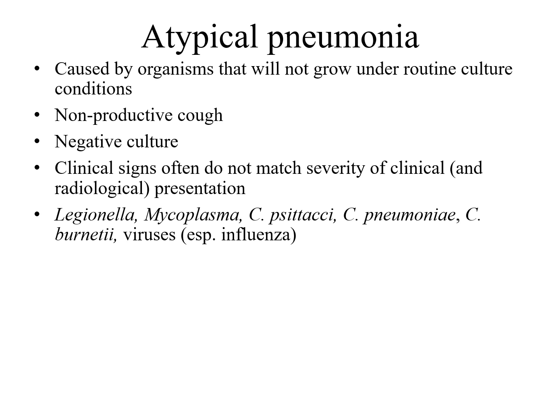Atypical pneumonia is caused by organisms that will not grow under routine culture conditions. There is non-productive cough. Negative culture. Clinical signs often do not match severity of the clinical and radiological presentation. Another name for atypical is walking pneumonia. The chest X-ray looks much more severe than the actual condition of the patient, as we said. Atypical pneumonia is caused by Legionella, Mycoplasma, Chlamydia, and viruses.